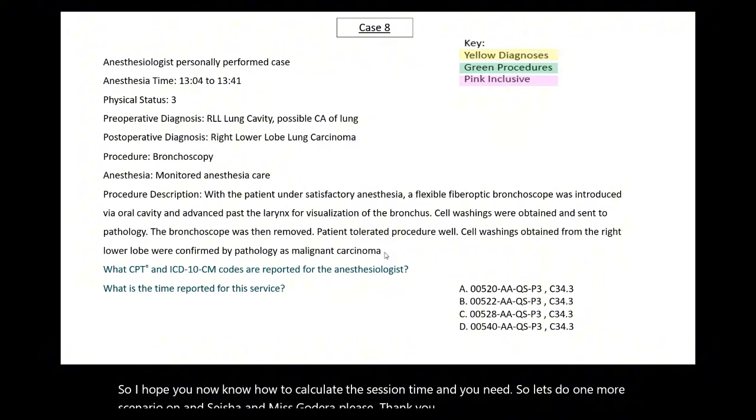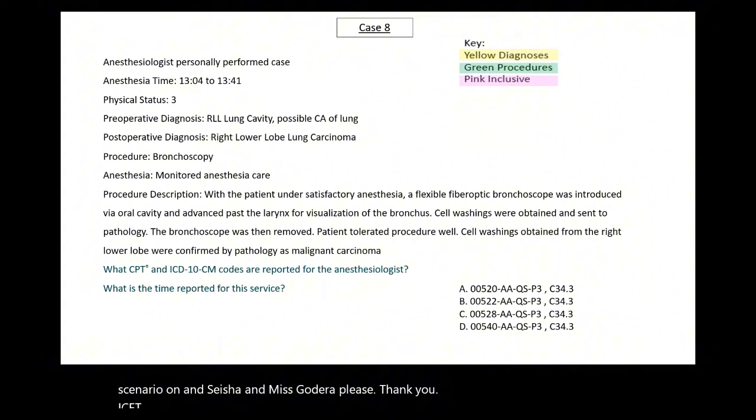What CPT and ICD-10-CM codes are reported for the anesthesiologist? What is the time reported for this service? A: 00520 AA QS P3 C34.3. B: 00522 AA QS P3 C34.3. C: 00528 AA QS P3 C34.3. And D: 00540 AA QS P3 C34.3.